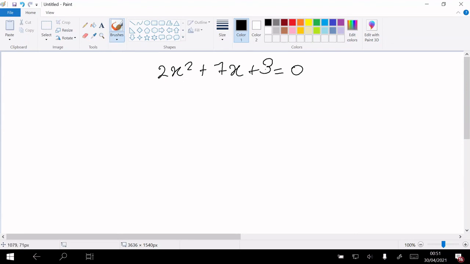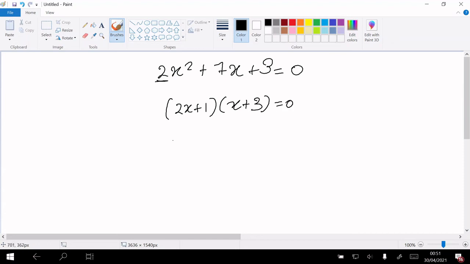3 is equal to 0. So this is a quadratic that is a bit harder to solve than the one we had before, because there is a number in front of the x squared. So in this case, I would factorize into 2x plus 1 and x plus 3 is equal to 0.